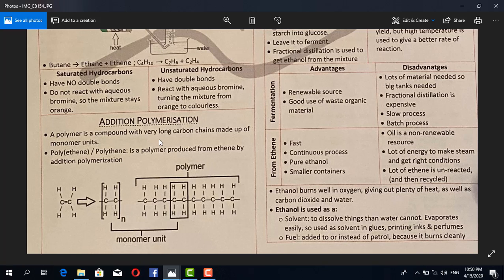Addition polymerization. What is a polymer? It's a long chain of carbon made up of monomer units. Polyethene, for example, is a polymer produced from ethene by addition polymerization, continuous addition.